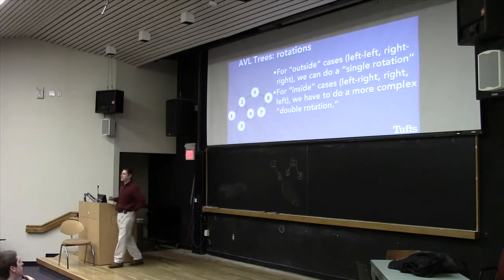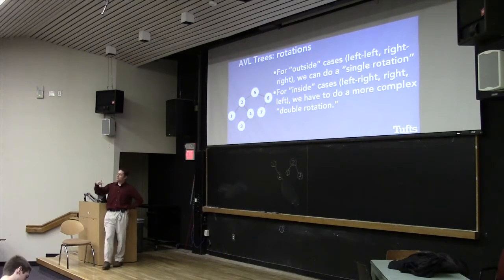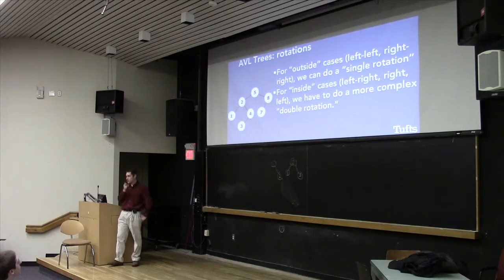For the outside cases, where we have either a left subtree of a left child, or a right subtree of a right child, what we can do is call this a single rotation, and we'll go through that in great detail in a few minutes. If we have that other situation where we've got a left-right insertion, things get a little hokey, and you have to do what's called a double rotation. It's a little more complex, but once we go through it, you'll see what it turns out to be.